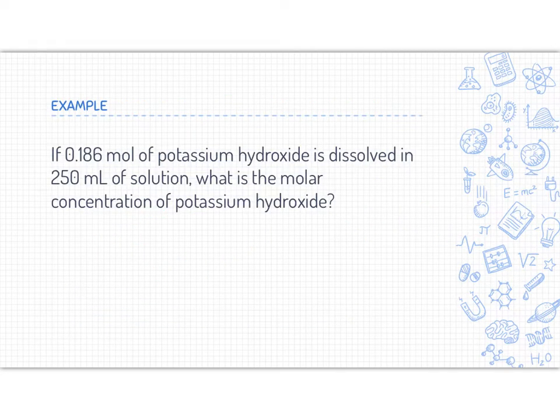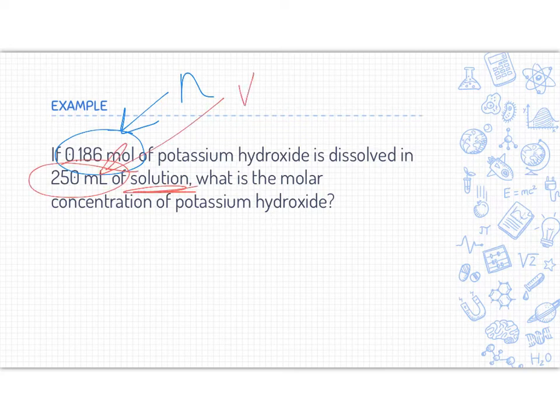So an example, if 0.186 moles of potassium hydroxide is dissolved in 250 mL of solution, what is the molar concentration of potassium hydroxide? So we have our moles, so that is N, and we also have our volume here. That's the volume of solution. So we can use those two pieces of information, and our formula C is equal to N over V. N was 0.186.